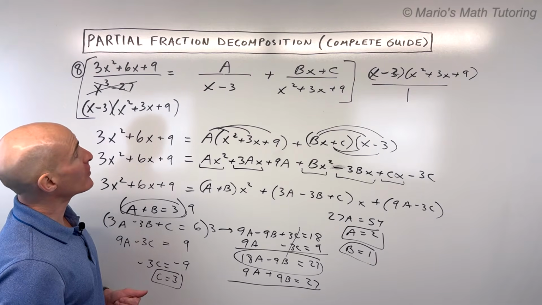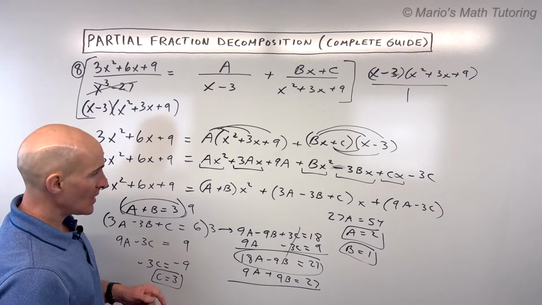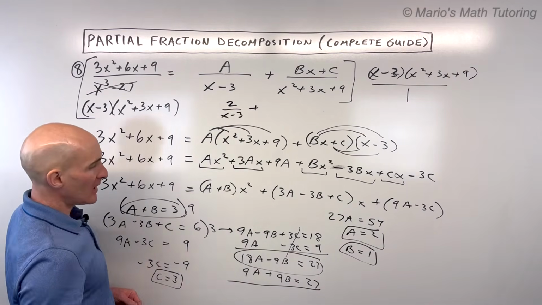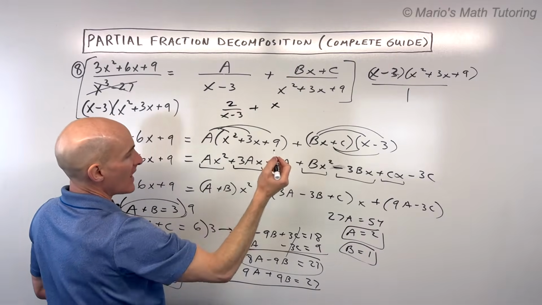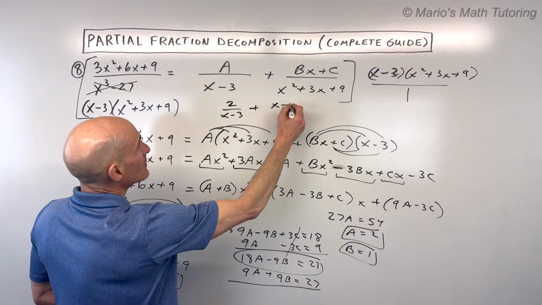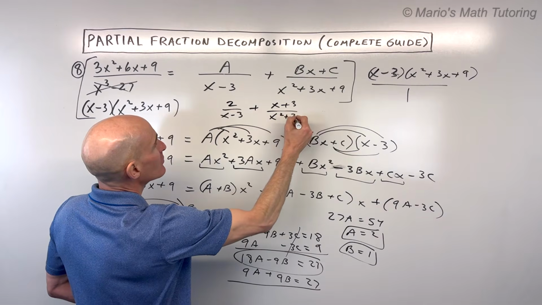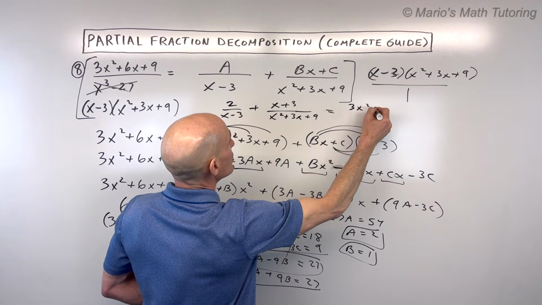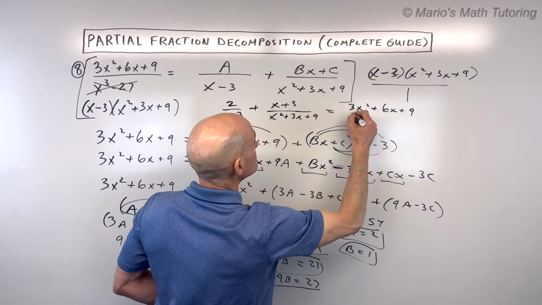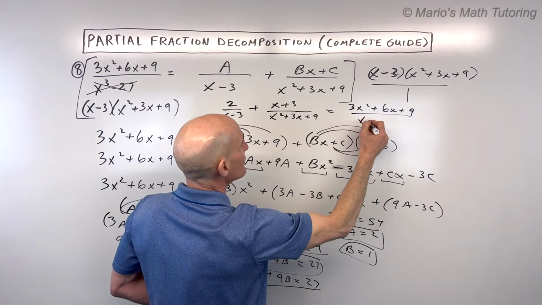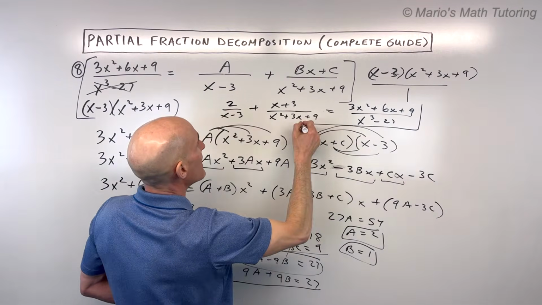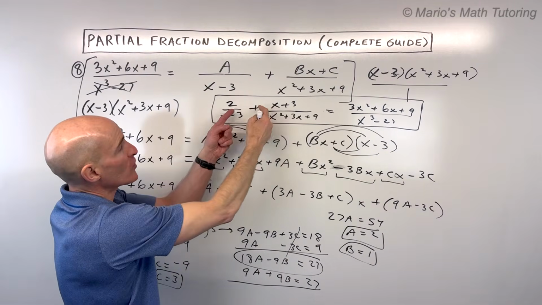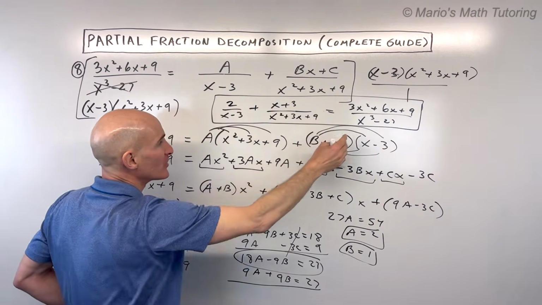Okay, so now if we rewrite our partial fractions, we've got a equals 2, so this is going to be 2 over x minus 3 plus x plus 3 over x squared plus 3x plus 9 is equal to this original fraction, 3x squared plus 6x plus 9 over x cubed minus 27. Okay, let's box that. And that's your final result. These are your two partial fractions. Again, you can check your work by getting a common denominator, combining these together, and you'll get back this original.